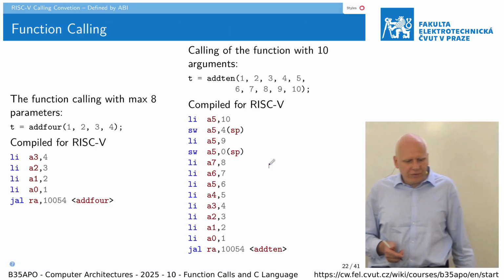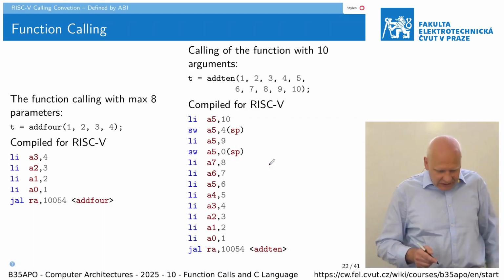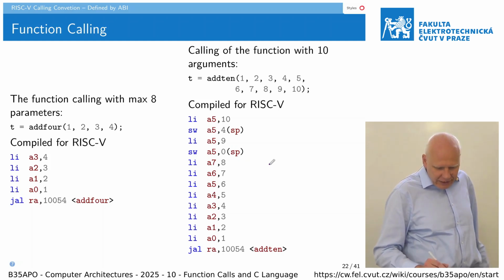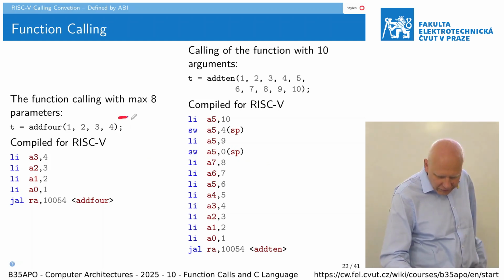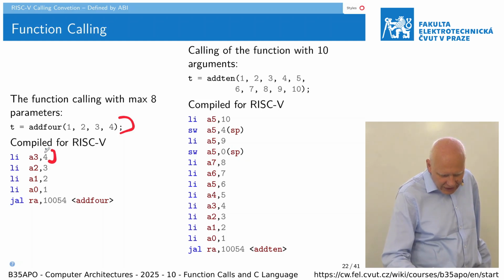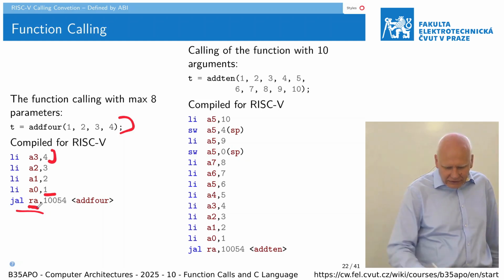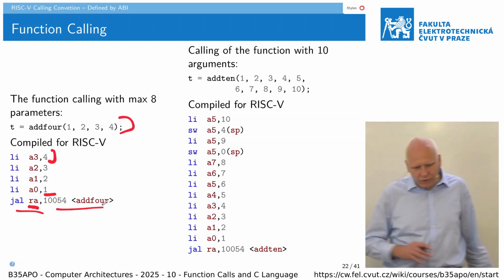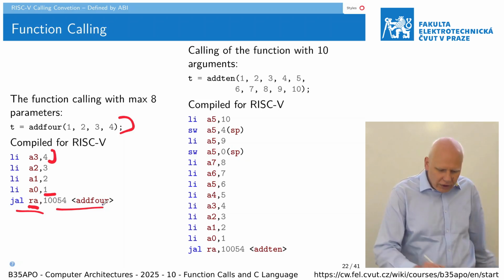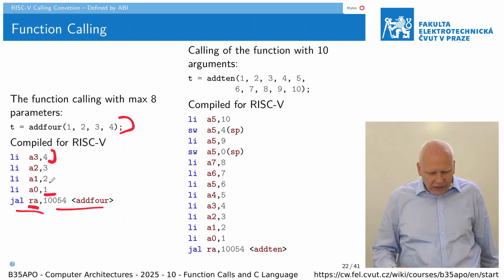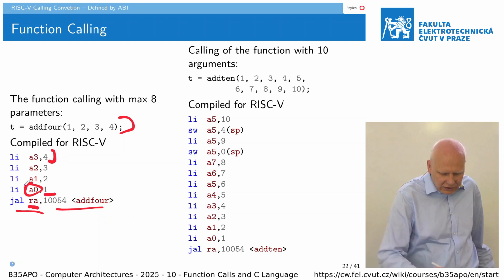Okay, and now if we have some function, then this is the simple case of how we can call a function with 4 arguments. As you see, it starts from A3 and fills the arguments down to A0, and then jump and link with the return address set to the function add4. So it is easy. And add4 can add those registers together and put the result to A0 and return.